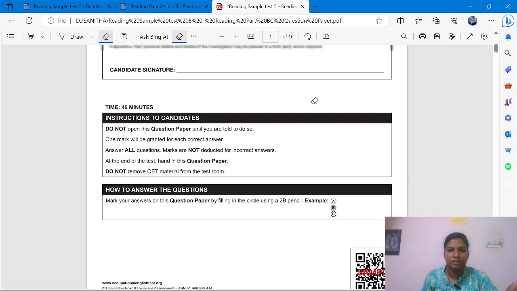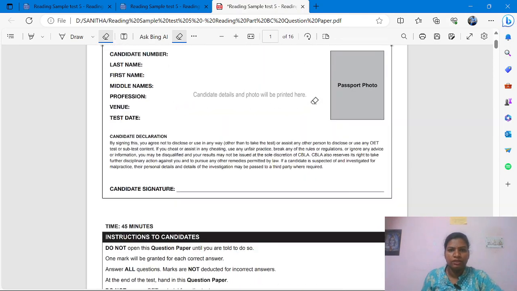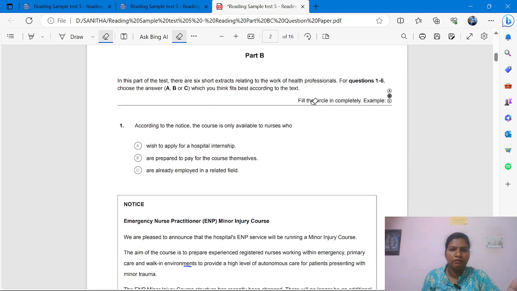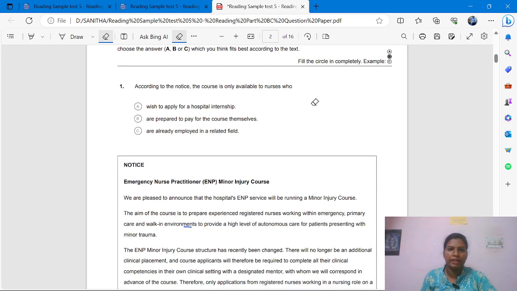You will get the question booklet like that. First you will get some instructions. After that, the Part B questions will come. You will get the questions like that. According to the notice, the course is only available to nurses who.